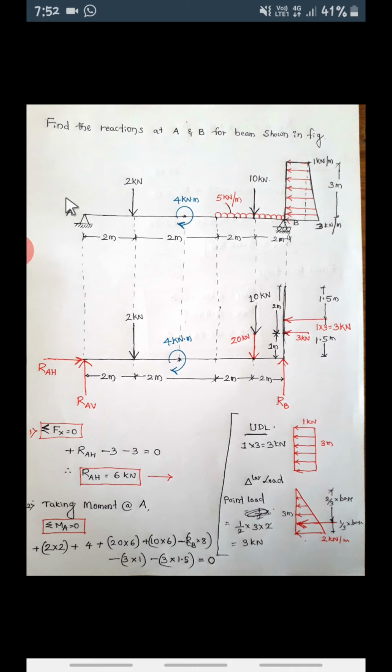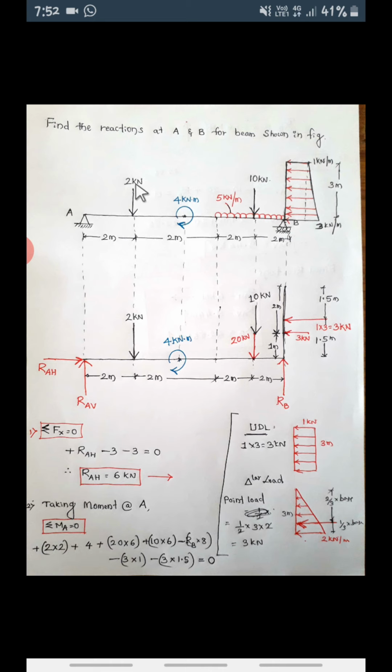So today we're going to take one more problem and try to find out the support reactions. The problem is like this: find the reactions at A and B for the beam shown in figure. There are two supports, one at A and another at B. This is a hinged support and this is a roller support. So AB is a beam.